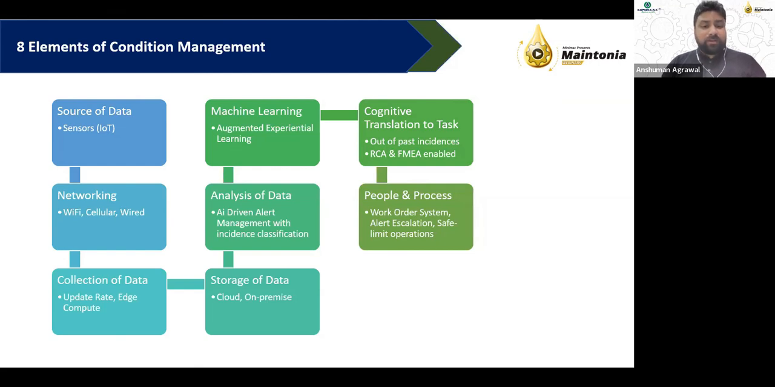Once you have stored the data, the next part is analysis of the data. For analysis of the data, today we have a lot of tools with regards to AI, that is artificial intelligence. And this artificially intelligent system or management would have alerts. Alerts means red flags or green flags or yellow flags. So these alerts would be classified based on the incidence level. And too many alerts are also many times not very preferred.